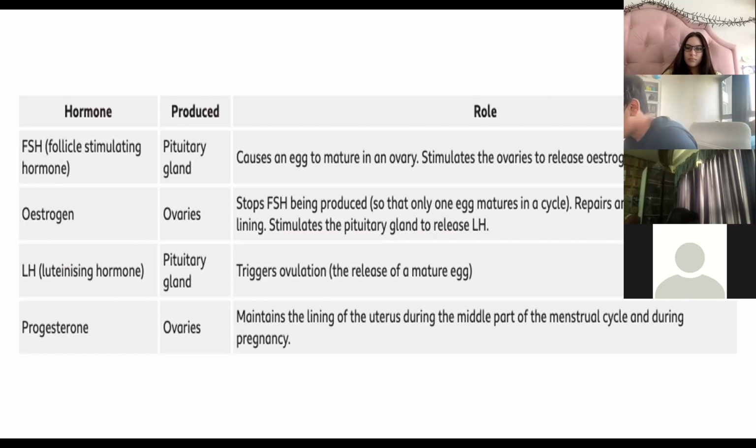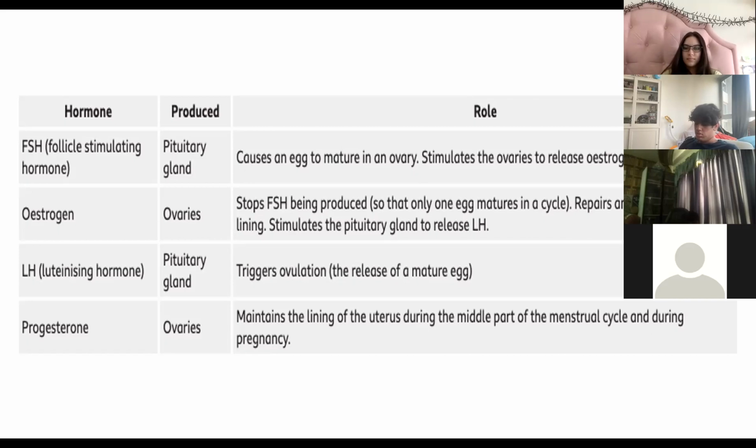So it's stimulating the follicle, and then it's also doing something else. It is stimulating the ovaries also to release estrogen. Where is estrogen released? What is the source for estrogen? The ovaries. Very good. Now that we know that the egg is mature in the ovary, the ovary is stimulated for production of estrogen.